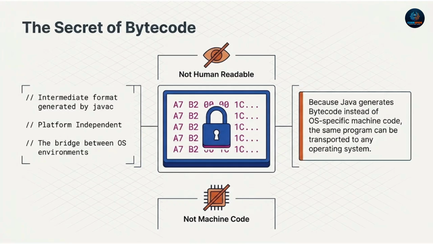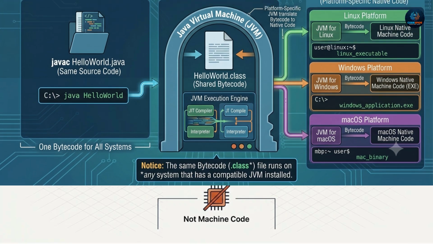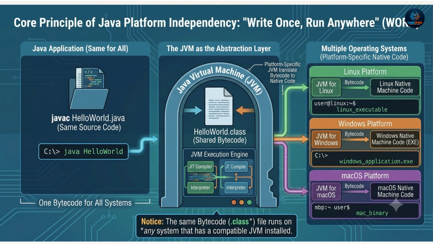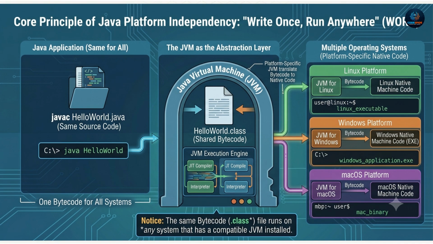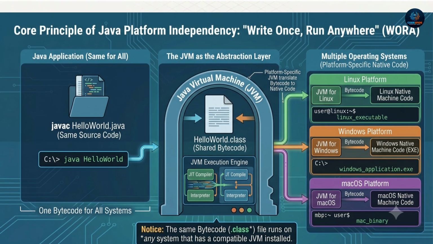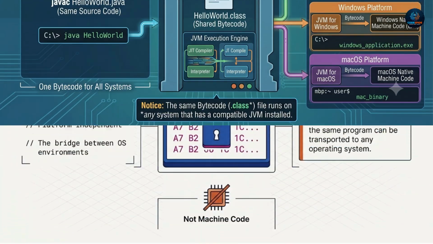It is not in a human readable format and also not machine code. The main advantage of bytecode is the platform independence feature, because Java generates bytecode instead of OS specific machine code. Because Java generates bytecode instead of machine code, the same program can run on different operating systems. Yes or no? This is the secret behind Java portability, the Java independence feature. The bridge between the user and the OS environment, the actual code, is bytecode. So bytecode is responsible for Java portability, or machine independence.